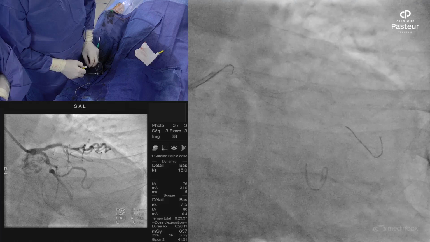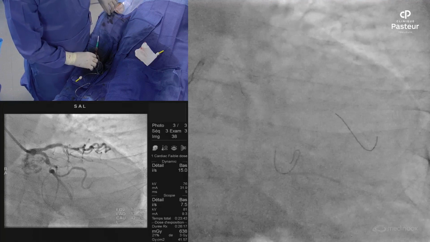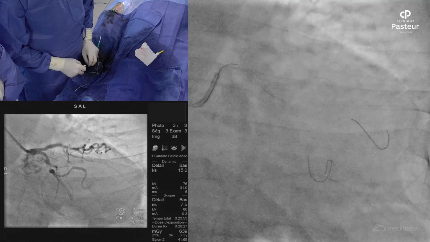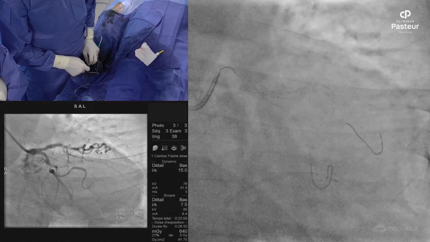So now what we need is to go in the circumflex. Maybe we have to push a little bit so that we can go easily in the LAD, so probably the stent... Which is good, but it's not the purpose now. It's not the objective. You see, it's not easy, or maybe we change a wire, we will see.